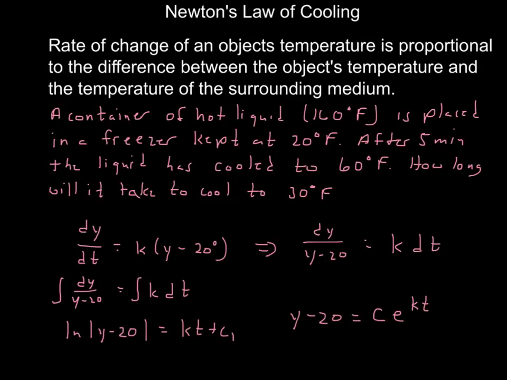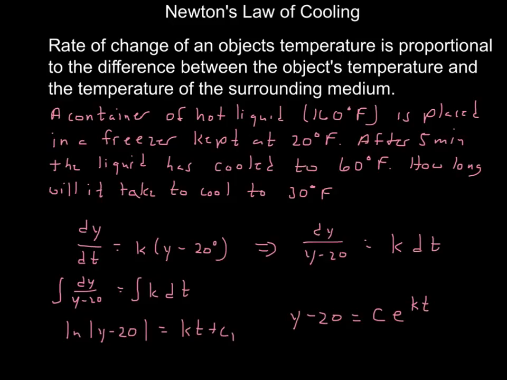Now in this case, we actually don't need to use the absolute value symbols there, because I know that the temperature of my object is already starting out very hot, above 20, and so we're bringing the temperature down. So I know that y minus 20 is going to be a positive value. And when I solve that, I get that y minus 20 equals c e to the kt. Now you can add the 20 to the other side.